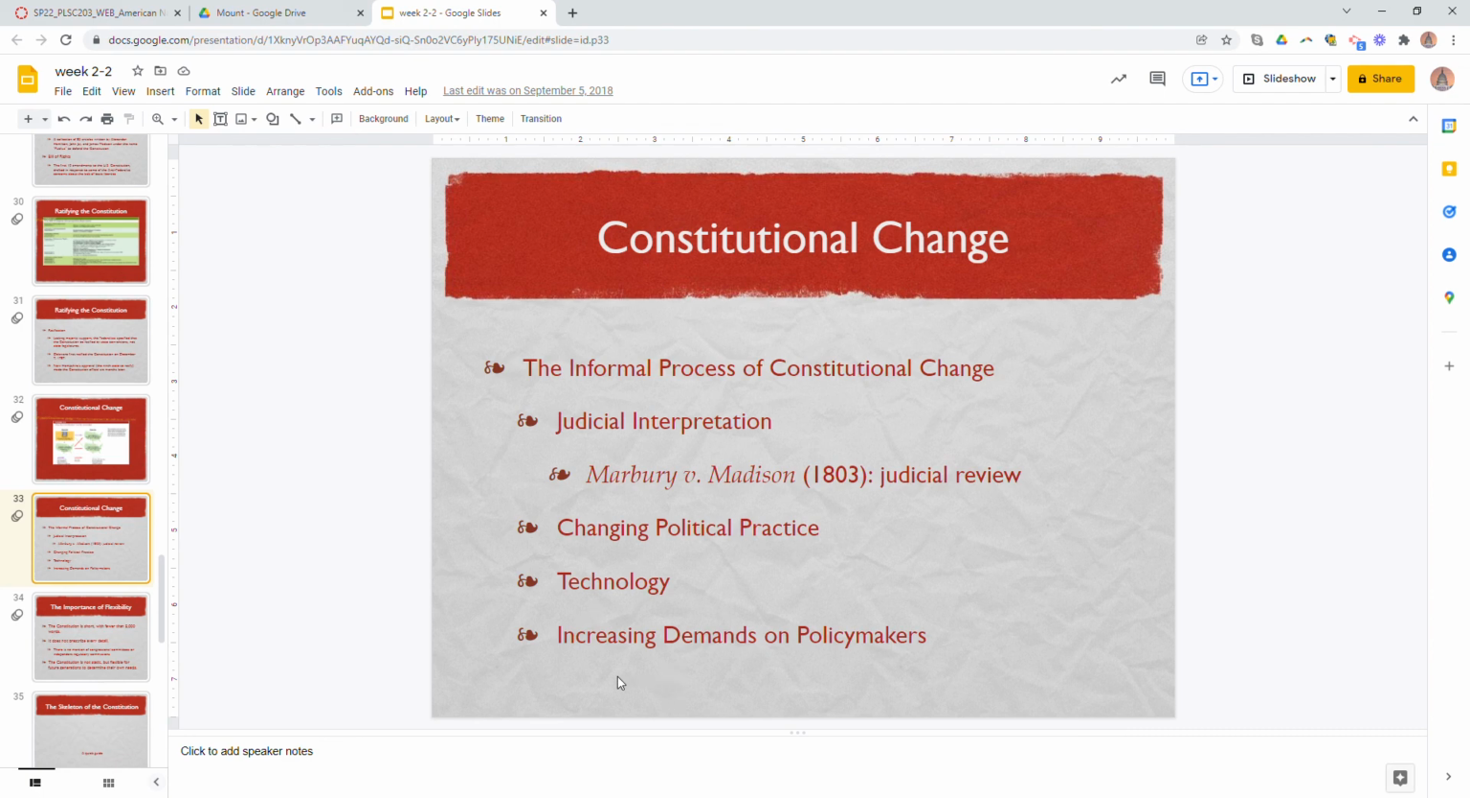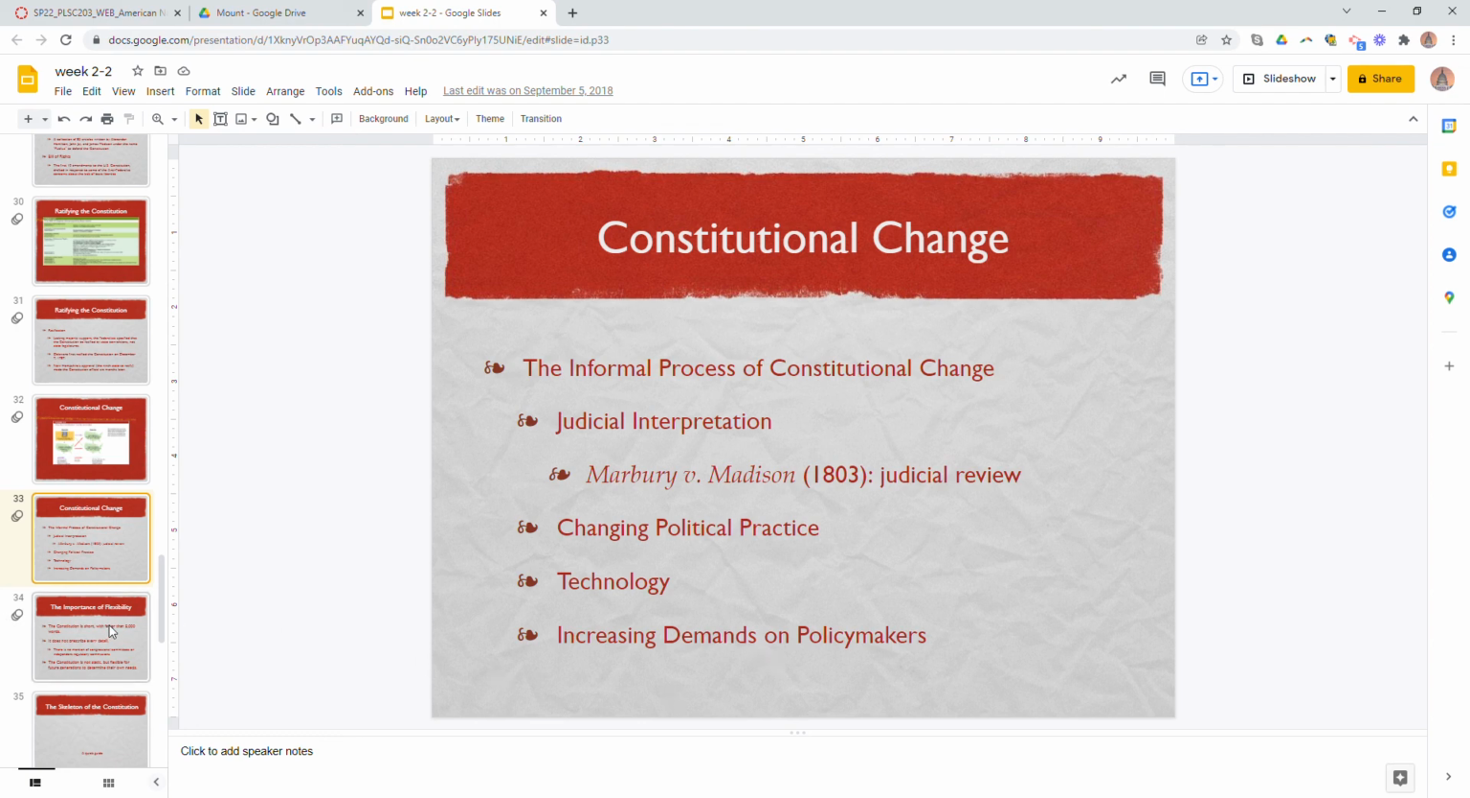And we also have more demands on policymakers. We expect our government to do far more than what was ever anticipated in 1787. Okay, we're in the midst of year 3 of a pandemic. We are now expecting government to provide us with masks, with at-home tests, more so than what would have ever been thought of in 1787. So we expect our government to do far more than what it was initially created to do.